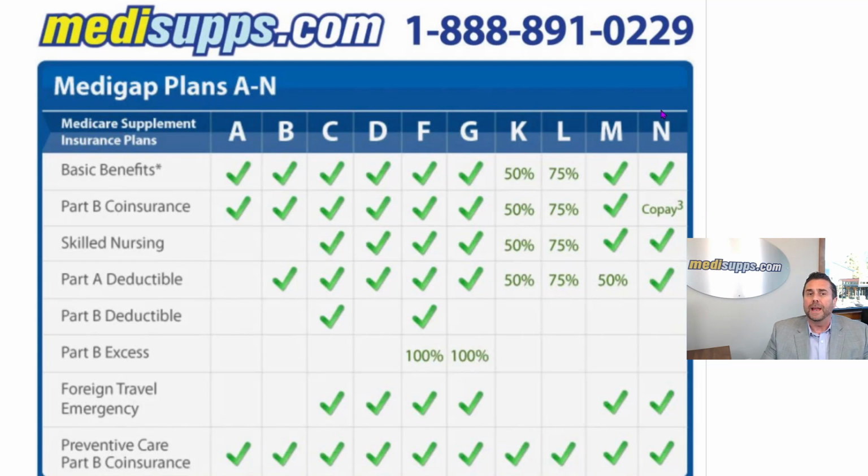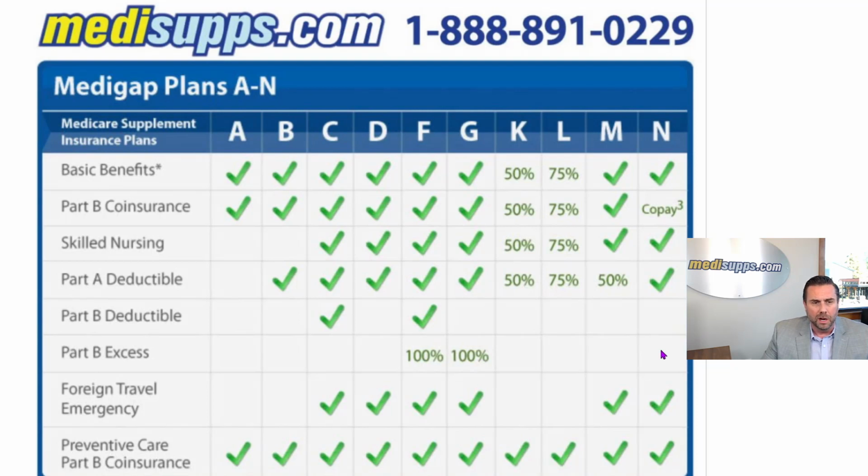But let's talk about Plan N versus Plan G because they're very close. As we go down our column, you still have the Part B deductible, which is blank here. So you need to pay that on Plan N as well. Remember, it's $198 for 2020. Well, also under that is another white square in the column of Plan N, and that's Part B excess charges.